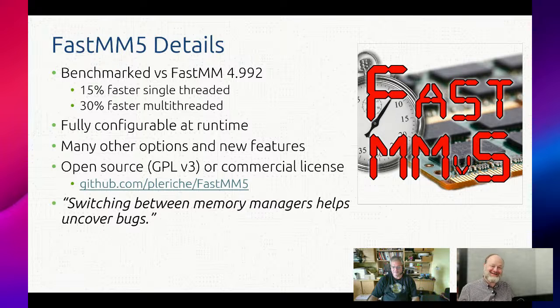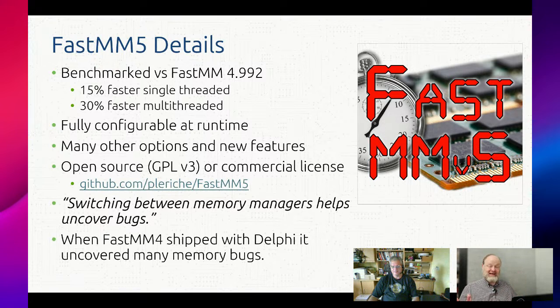One thing he pointed out, though, is that switching between memory managers helps uncover bugs. He says he primarily uses 5, but he also occasionally switches between 4 and 5 to uncover bugs. And when FastMM 4 first shipped as part of Delphi, people said, whoa, FastMM broke my application. He said, no, it uncovered issues your application had in the way it was managing memory.